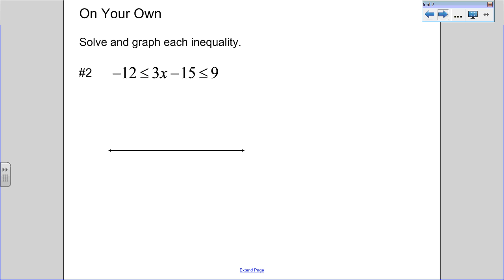This one will. So I'm going to add 15 to each side. And so I get 3 is less than or equal to 3x. So 3 has to be less than the 3x. And this has to be less than or equal to 24 over 24, correct? Three. We need to still divide by 3. Thank you, Cameron.